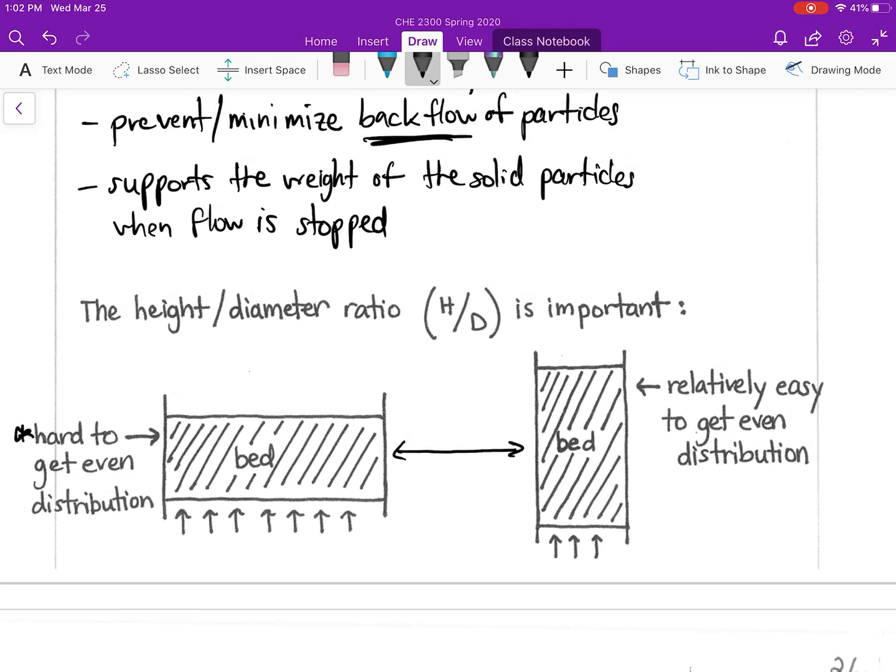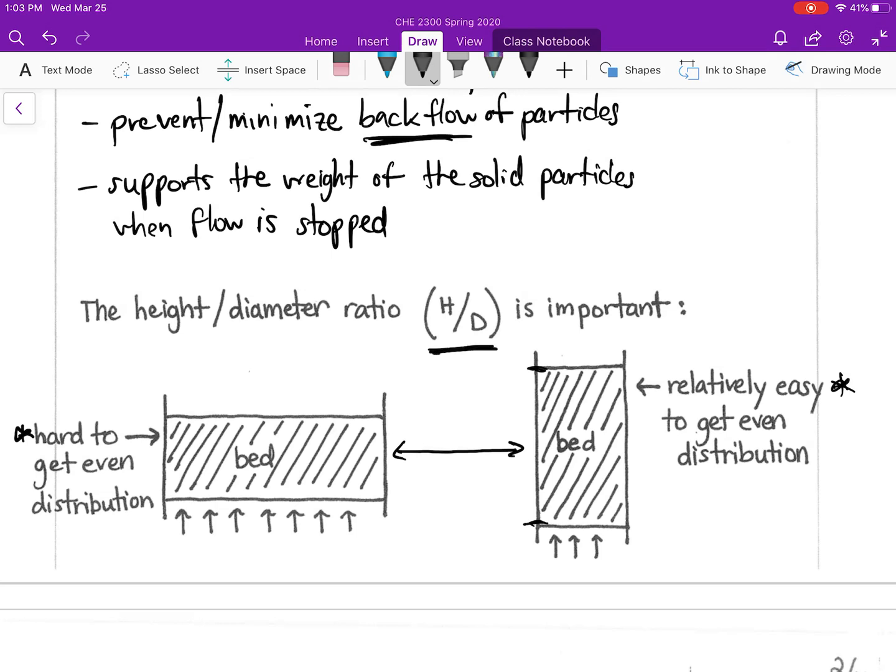On the left-hand side, we run into issues of uneven distribution. The height of that packed bed is not tall enough for me to achieve a uniform distribution of my fluid throughout that packed bed. Then when I move to the other side of the spectrum, I'm able to get relatively easy distribution of my fluid within my particles because I have such a tall packed bed. Unfortunately, as you might imagine, as the height of my packed bed increases, the pressure drop across that packed bed increases. And having a significant loss of pressure of my fluid might not be ideal for my particular scenario.